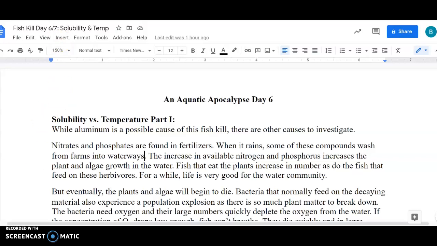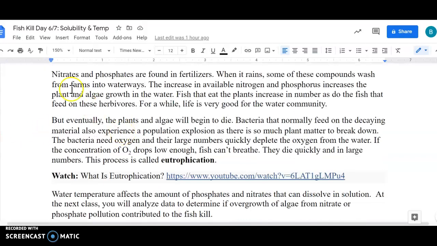Over the last two class periods, we looked at fish kill day 6 and 7. So we've talked about solubility and we looked at solubility and temperature. So in the first part, you read about phosphates and nitrates and how they will impact the river. So think about runoff from farms. Those nitrates and phosphate fertilizers from the farms run into the waterways. And we want to know, is that what caused the fish kill?